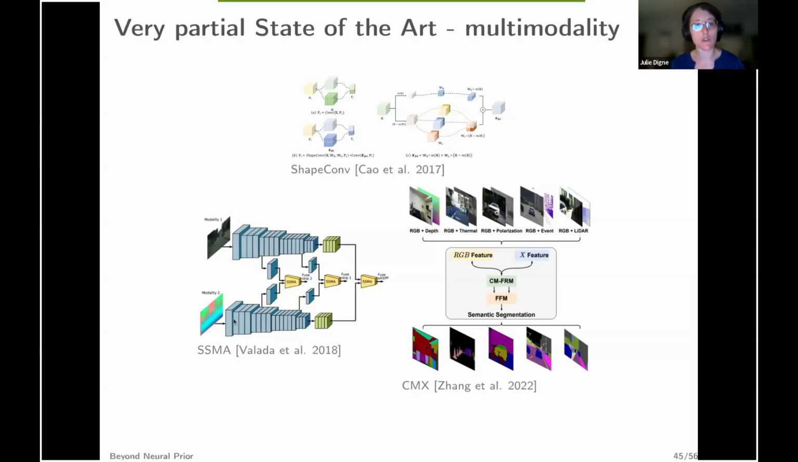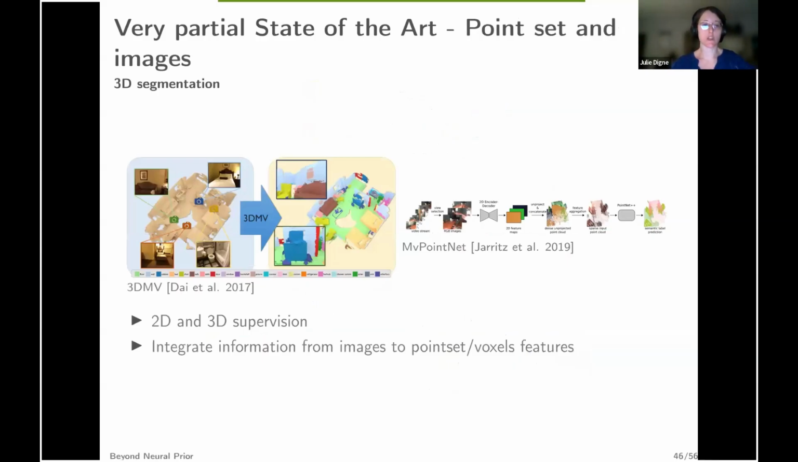in the convolution. You can also try to have different modalities like depth plus image run through two different networks and then fuse them at some steps, or use a transformer to exchange information between depth and image. And for 3D segmentation, if you have both 2D and 3D supervision, you can use image features to enrich the 3D information to improve the 3D segmentation. These features can come from multi-view, for example, as in these two examples, and then the features are reprojected to 3D to be then segmented by a 3D network.